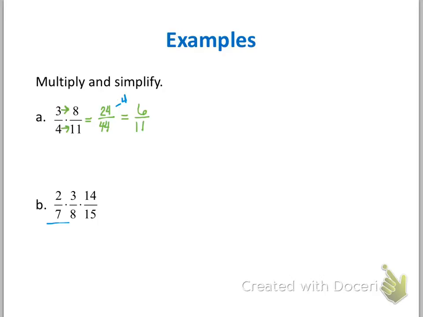Now in the case of having 3 fractions that we're all multiplying together, we do the exact same thing. 2 times 3 times 14 gives me 84, and then 7 times 8 times 15 gives me 840. Again, simplifying my answer, I'm going to divide by, does 840 divide by 84? Yes, it does. Gives us 10, so that gives me 1/10. All right?